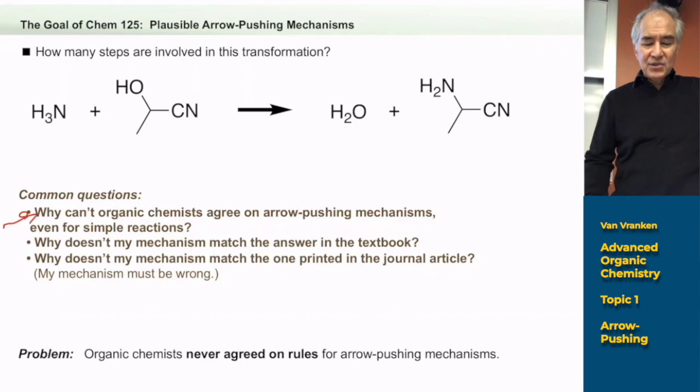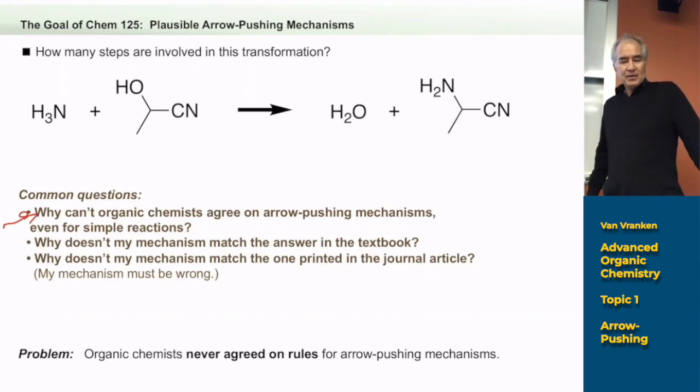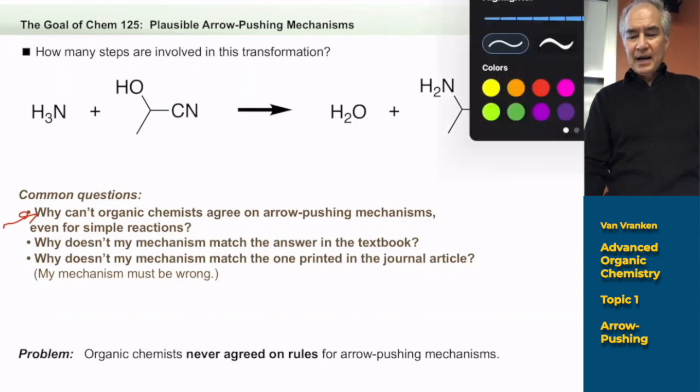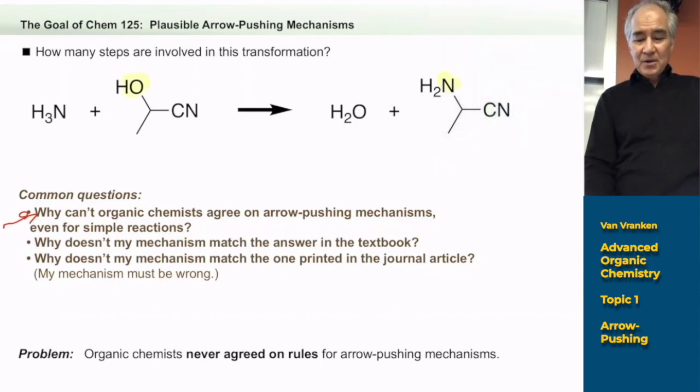Why can't organic chemists agree on arrow pushing mechanisms? You know, even for simple reactions, simple transformations like this substitution that I'm showing you. I'm showing you a simple substitution of a hydroxy group here for an amino group. How hard can that be? Or maybe you might draw out some fancy arrow pushing mechanism and then you go look at the solution in the solutions manual and it's different. And your first question is, what's wrong with my mechanism? I wrote out my mechanism with knowing everything, I applied everything that you taught me, and how come my mechanism doesn't match? Everybody goes through exactly that, and this is common.